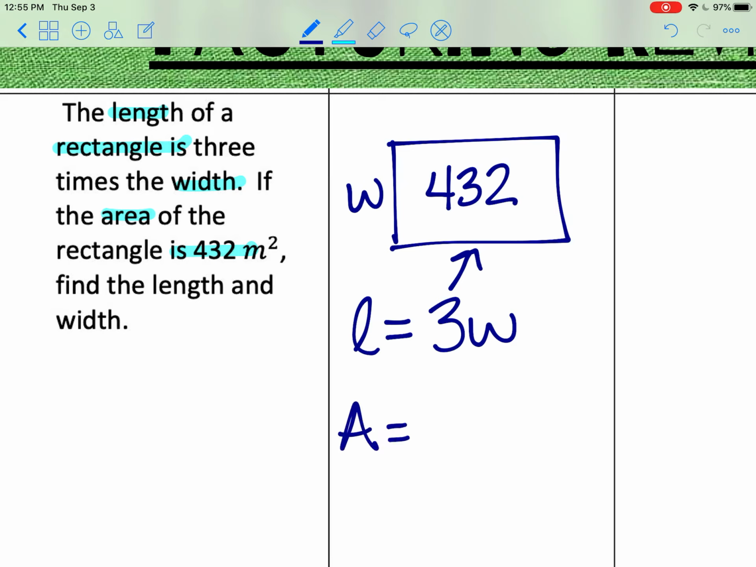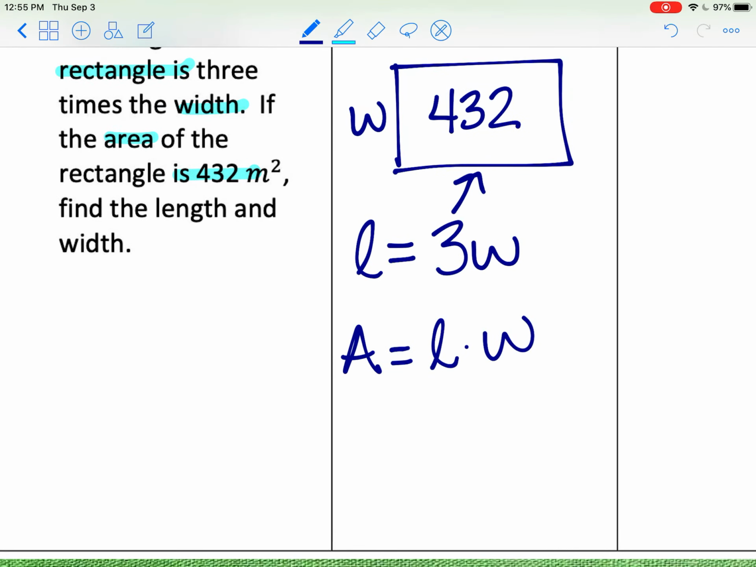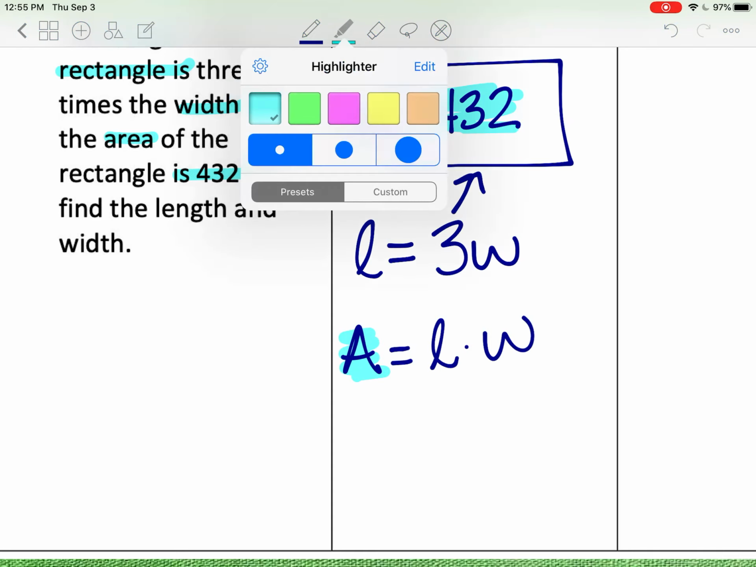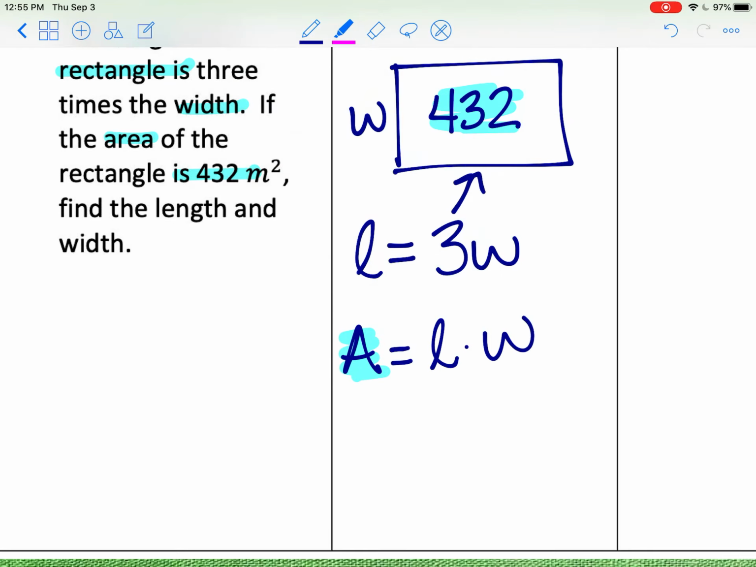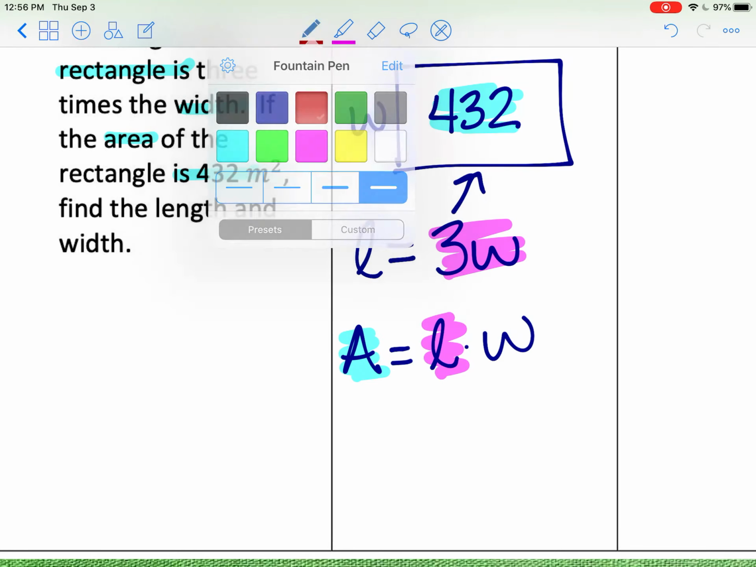Our formula for area of a rectangle, remember, is area equals length times width. So now we can substitute our pieces in. We know our area is 432, we'll sub that in for area. We know our length is 3W, so we'll substitute that in there. And then width, all we know is W, so that one will stay the same.